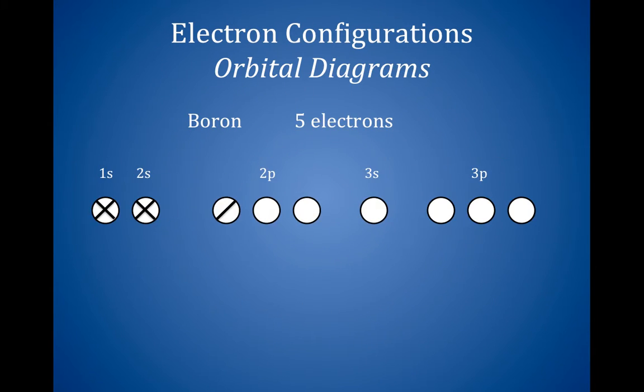Boron has 5. So the 1s and 2s are already filled, and it starts filling the 2p. So its configuration is 1s2, 2s2, 2p1. It's telling you how many electrons in each orbital. Now, when you do an orbital diagram, you've got to be very careful. We're not allowed to pair this one off. It's a lower energy setup if we go into an unfilled 2p orbital.